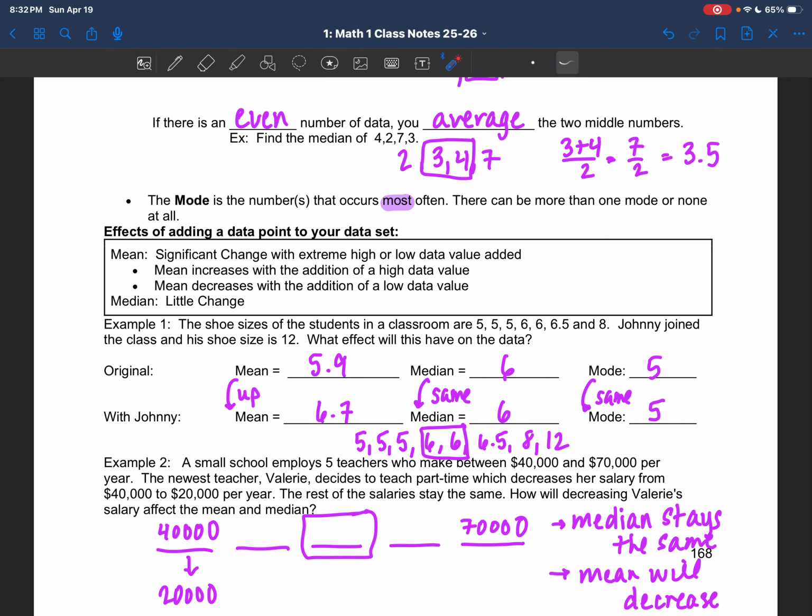Now we want to figure out what effect size 12 with Johnny will have. So again, you're going to take all the data, and you can add each one of these up. And then this time you're going to divide by 5, 6, 7, 8. So after you add all these together, you would divide by 8, and you would get 6.7. The median's still going to be about the same because it's going to be 6. It's still in the middle. And the mode should be the same too because we had the most 5s before.